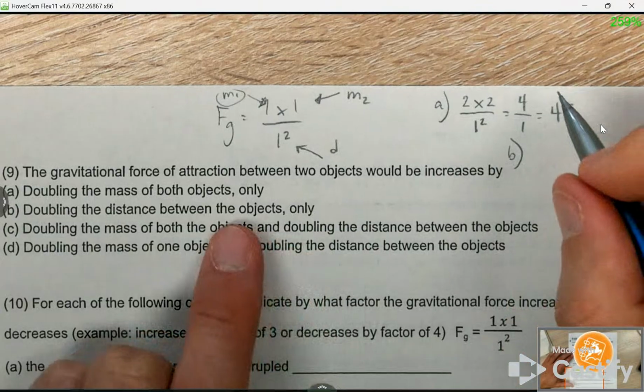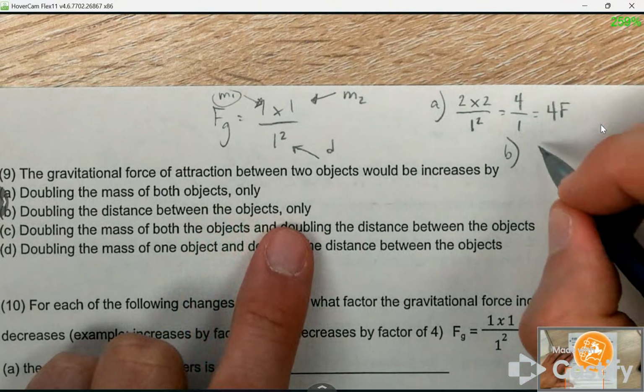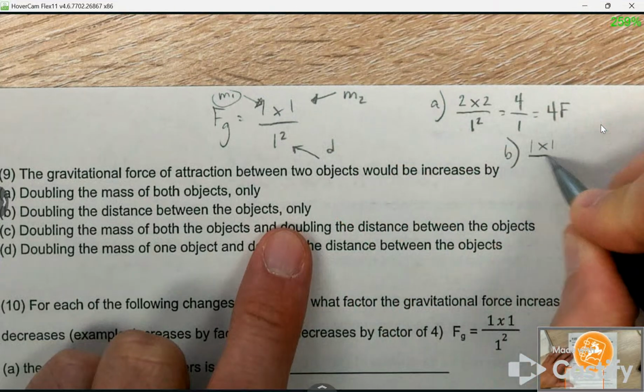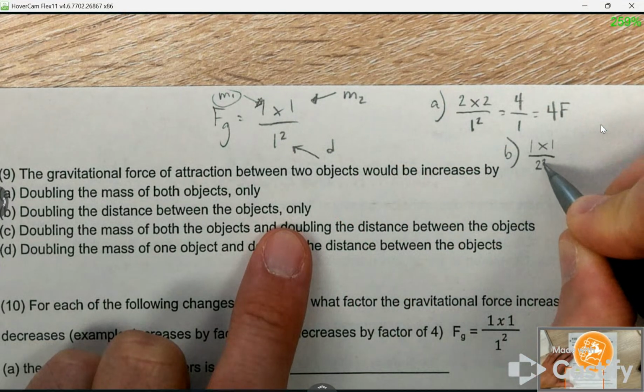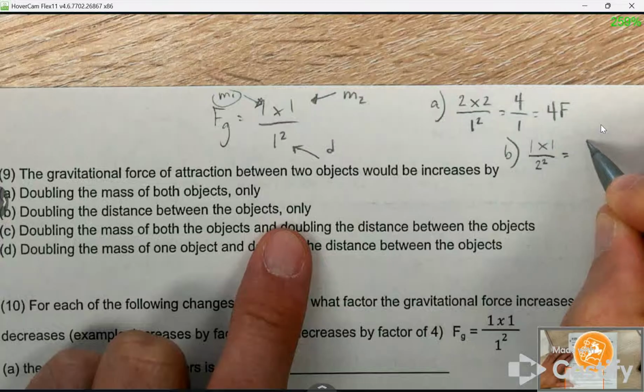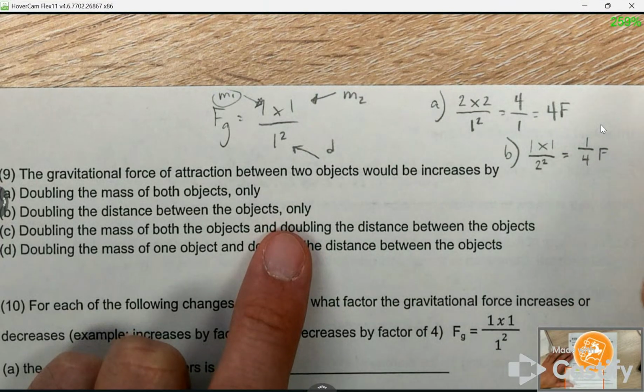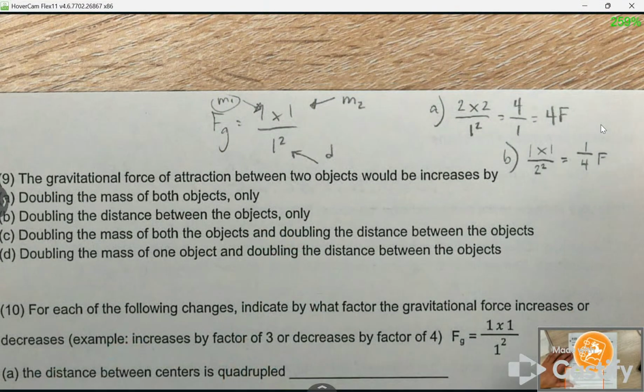For B, we double the distance only. The masses don't change, so you would leave them both 1s. Distance doubled, you make it a 2. 1 times 1 is 1. 2 squared is 4. Boom. It'd be 1/4 of the original force.